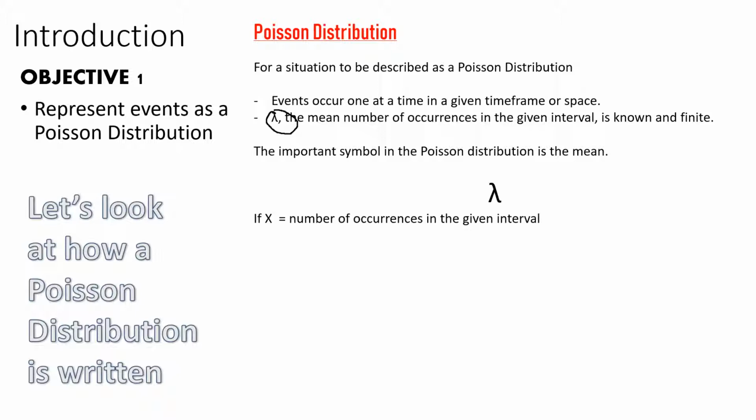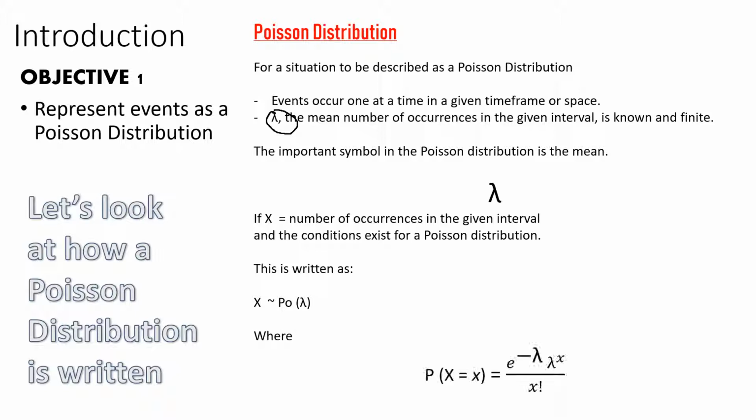So for lambda, and x being the number of occurrences in a given interval, we would write that x varies as a Poisson distribution with a mean of lambda. Then the probability of x equal to some value is this formula: e to the minus lambda times lambda to the power of x, divided by x factorial. An explanation of e and factorial can be found elsewhere, but this is the formula we're going to use, and we're going to show you how to use it to calculate probabilities.